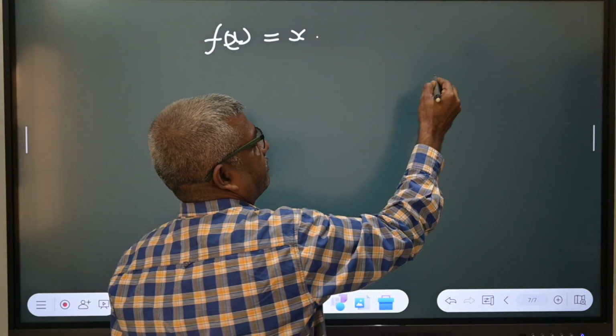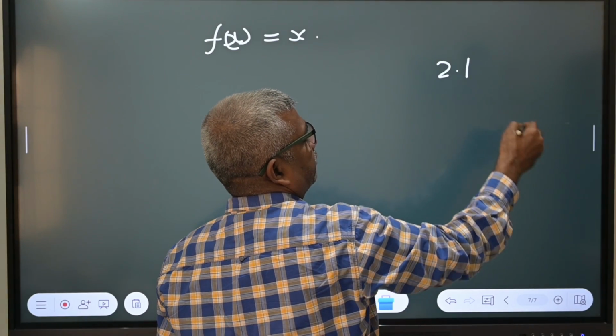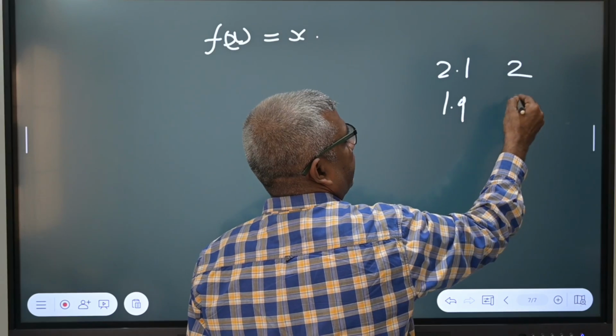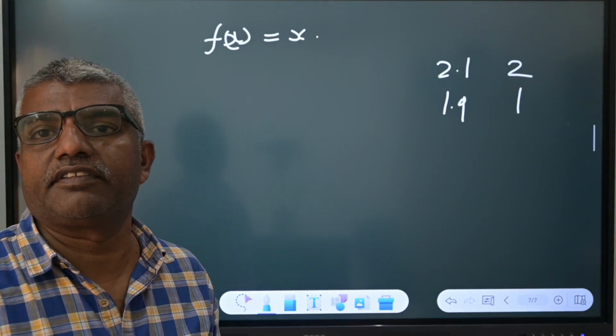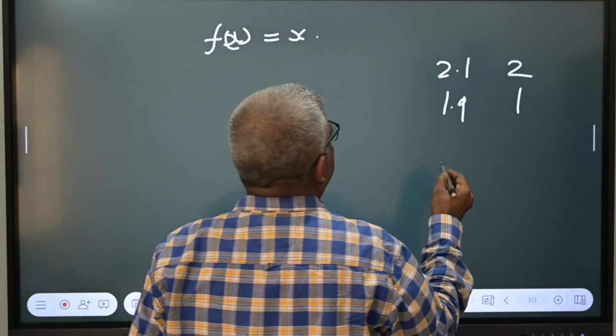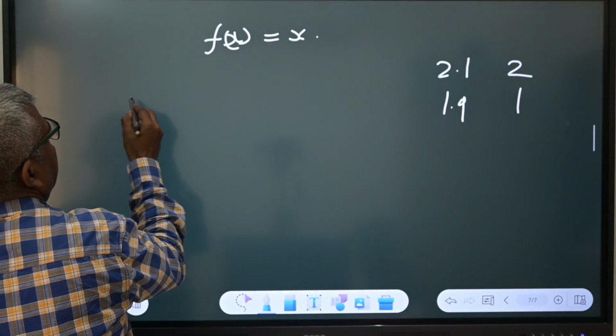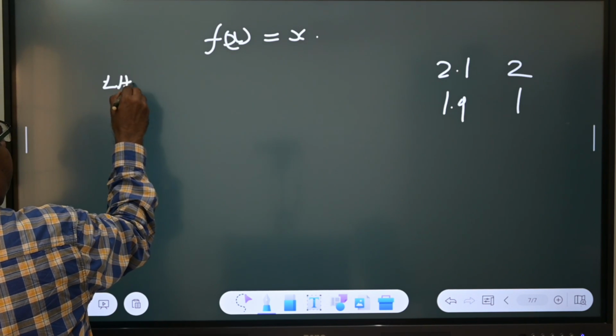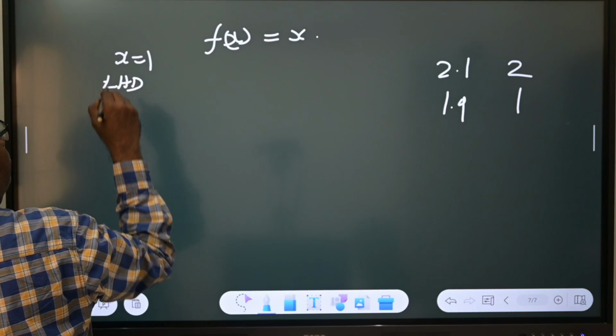Greatest integer function means 2.1, the greatest integer is 2. 1.9, the greatest integer is 1. That's all. The left hand side we have to see. Now come here. Left hand side derivative. Now let us see at x is equal to 1.